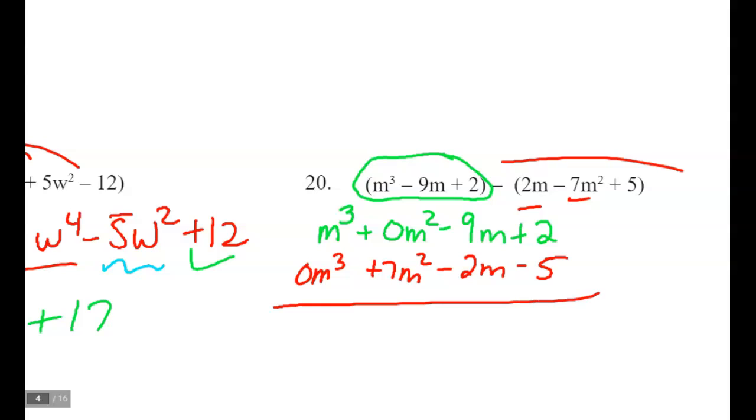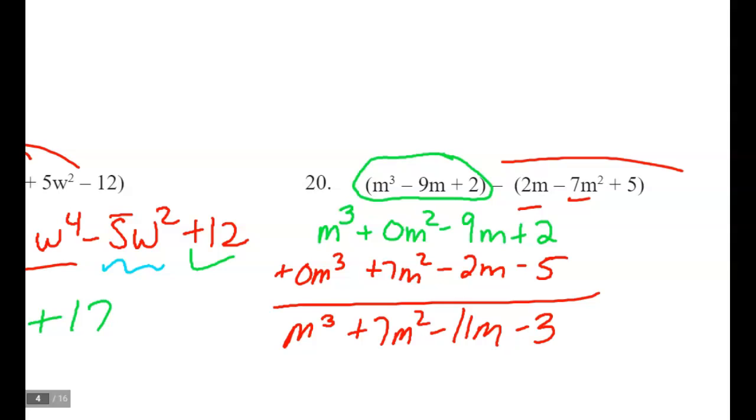So now we'll combine things. So that was a positive 0m cubed, I guess, if that's how you want to look at it. Or a negative, doesn't matter. m cubed plus 0m cubed is still just m cubed. Same thing here. 7m squared didn't have anything to combine with. Negative 9 and negative 2 combined to get negative 11m. And 2 minus 5 is negative 3.